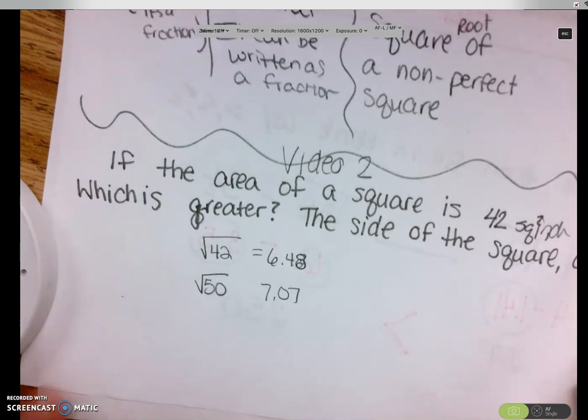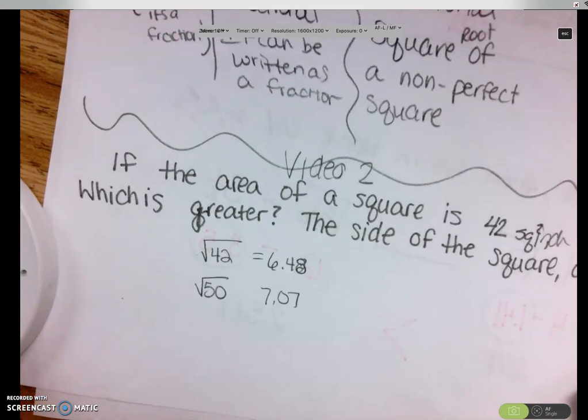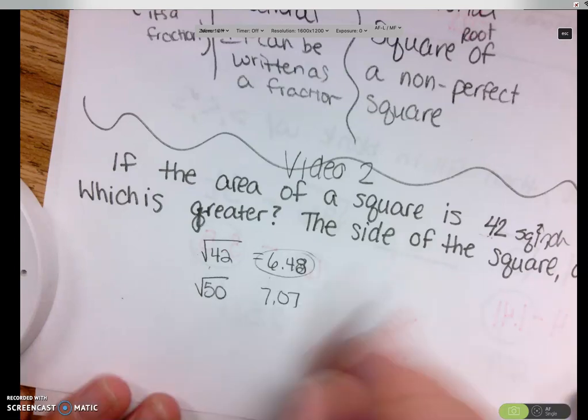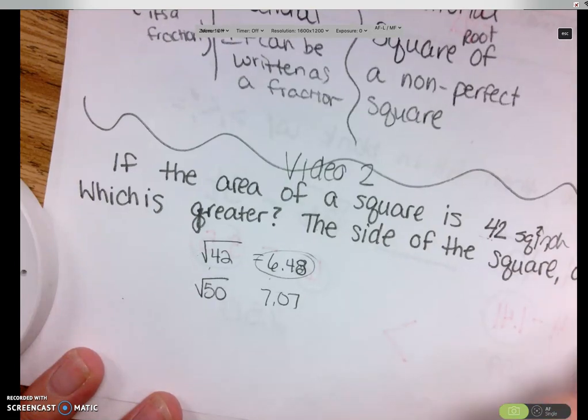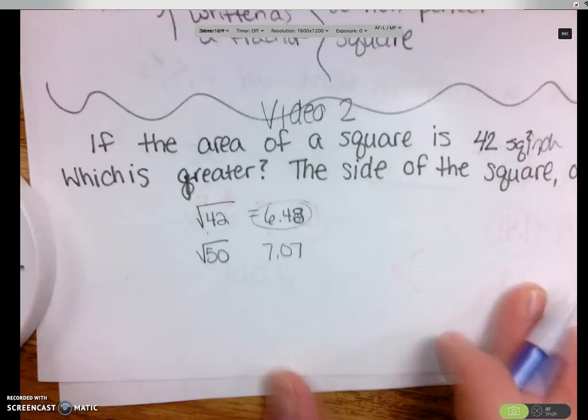Yes, if you look, 50 is bigger, but you have to know that to find the side, you would have to actually find the square root of the area. So this is going to be like 3 points, and then you would want to say which one's bigger. So you would want to say the side of the square or square root of 50, and you would want to somehow show that it's bigger.